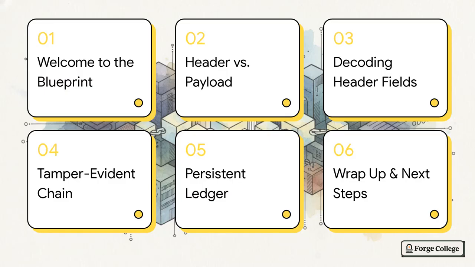Here is our blueprint for today's technical teardown. We'll start with a welcome to the blueprint, compare the header versus the payload, decode the header fields, look at the tamper-evident chain link, trace a transaction to the persistent ledger, and finally, wrap things up with some next steps.